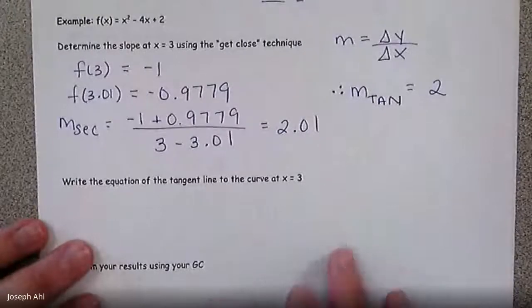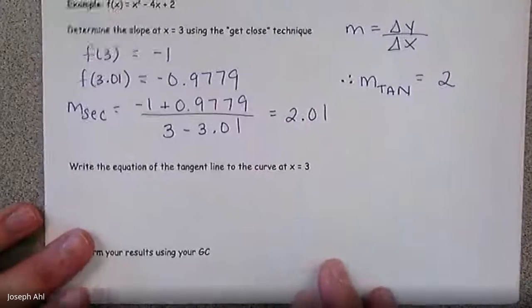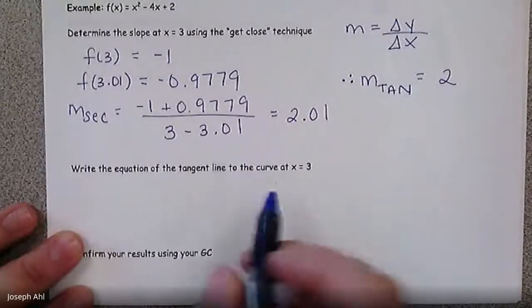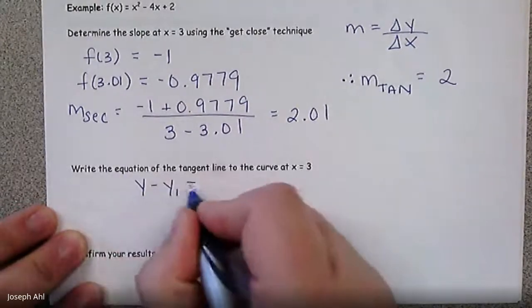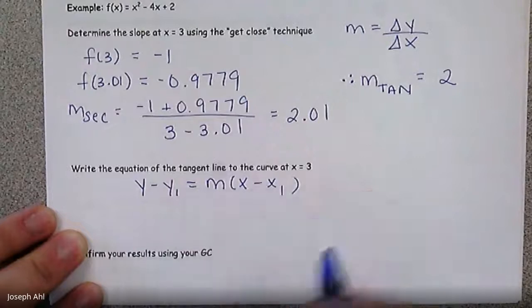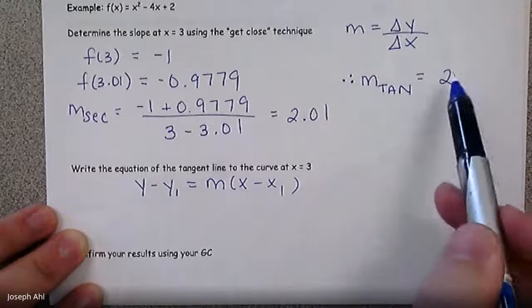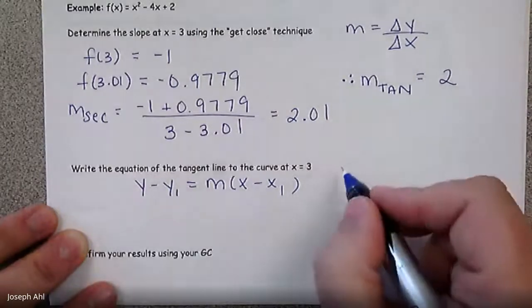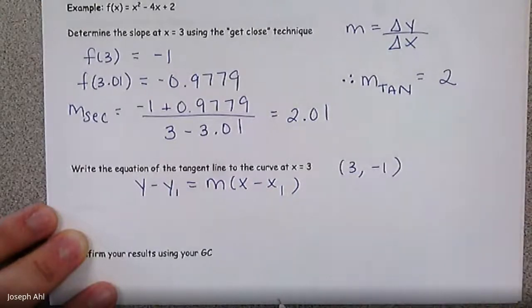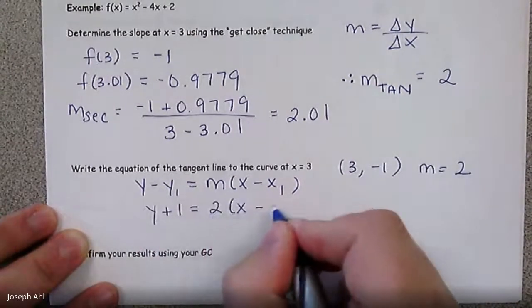So knowing that the slope of the tangent line is 2, right below it says write the equation of the tangent line to the curve at x equals 3. So the way I'm going to approach this is I'm going to use point slope form in order to do this. Point slope, as a reminder, looks like this. It's really nice to use point slope form to write tangent line equations because we'll always have a slope and a point. Right, at the point x equals 3, we recall that the y value there was -1.